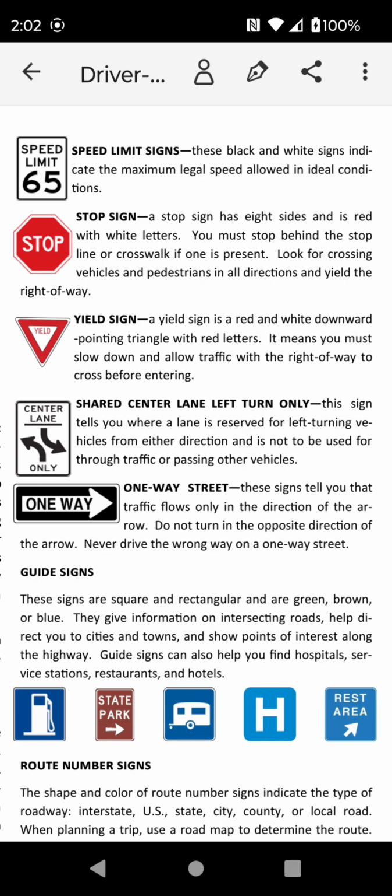And then you've got the one way. Now, you will see one-way streets in Salt Lake a lot. And these signs tell you that the traffic flows only in one direction of the arrow. So if you see it and it's pointing right, then all the traffic's going right. If it's going left, then it's all going left. Do not turn in the opposite direction of the arrow. Never drive the wrong way on a one-way street. It'll really mess you up.